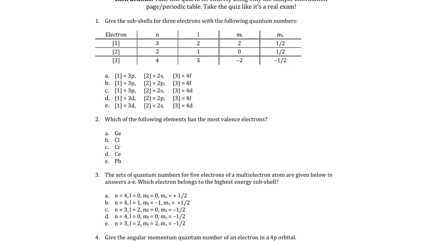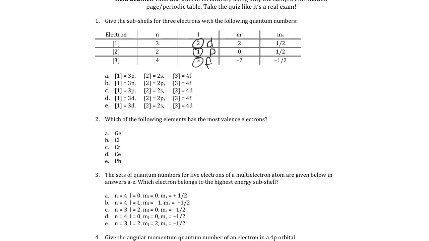All right, number 1. Give the subshell for 3 electrons with the following quantum numbers. So electron 1 is a 3d. The symbol d is given by the L value. P is given by a 1. F is given by the 3. And S, of course, would be L equals 0. All of these are possible quantum numbers.